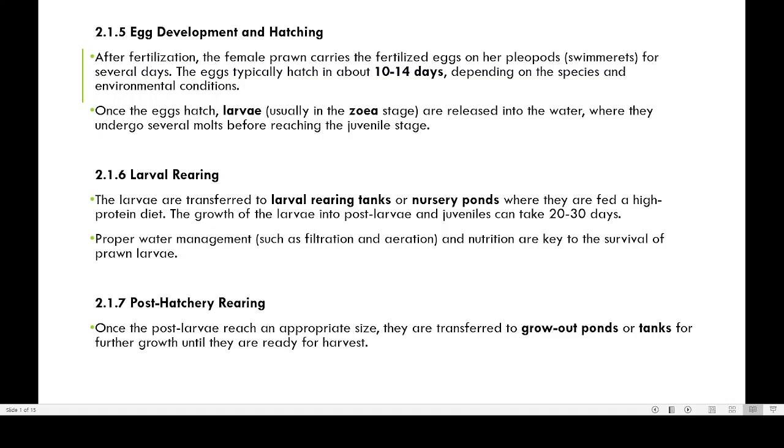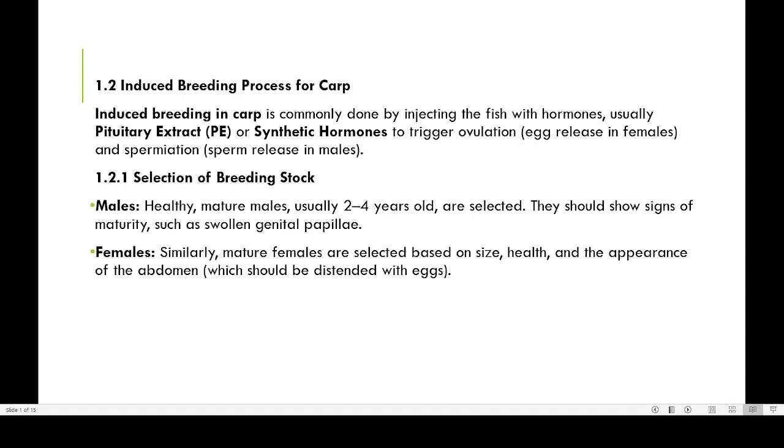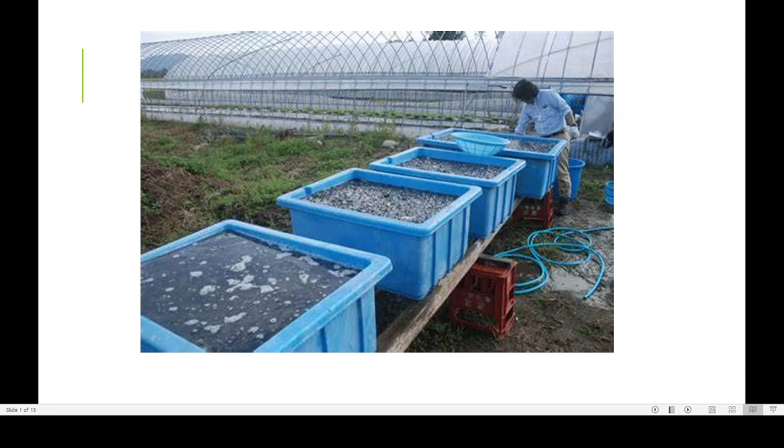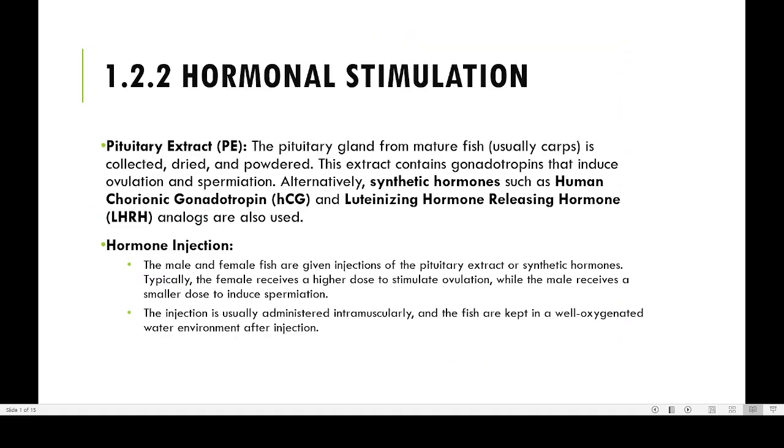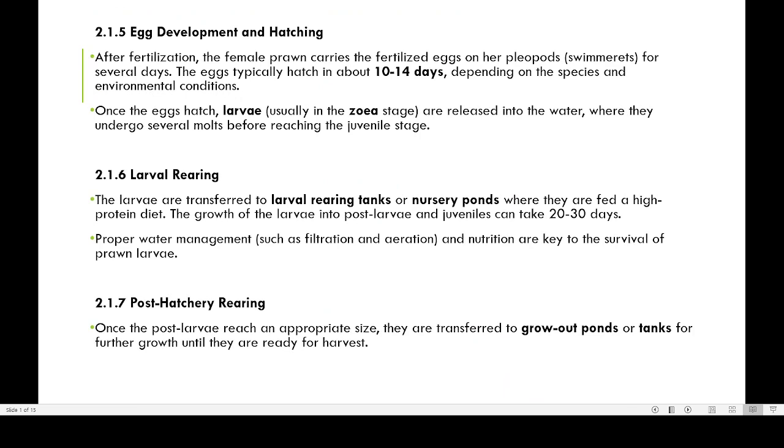So that is why I have earlier told you tanks like this one may be more suitable for this kind of induced breeding. In a natural pond, maintaining water temperature and oxygenation are all very much difficult than in a smaller tank. So that is regarding the larval rearing and post-hatchery rearing. Once the post-larva reach an appropriate size, they will be transferred to grow-out ponds or larger rearing ponds where they grow until they reach the final size.